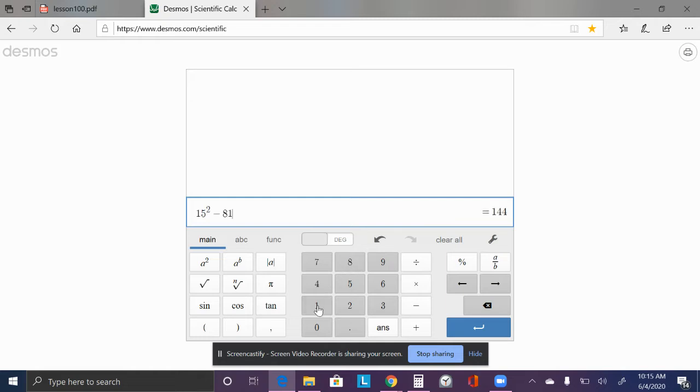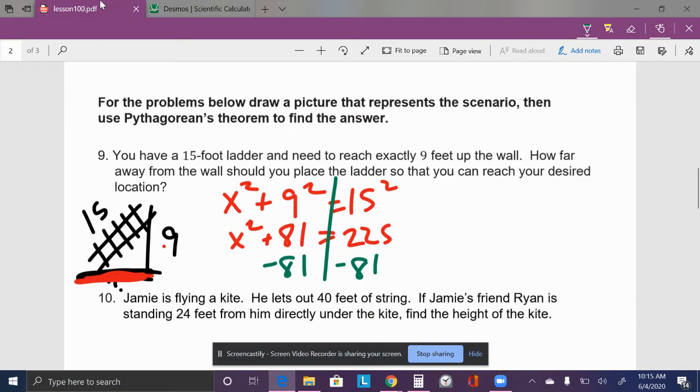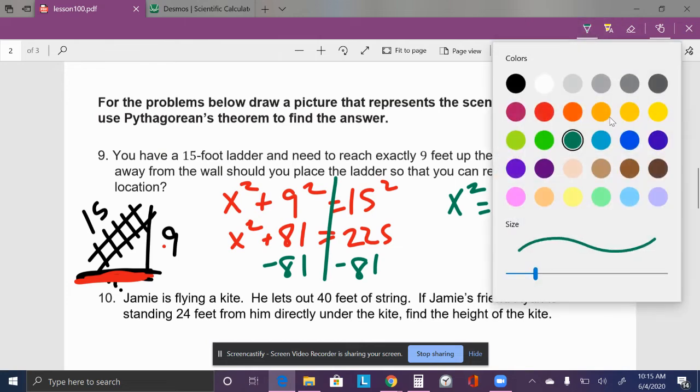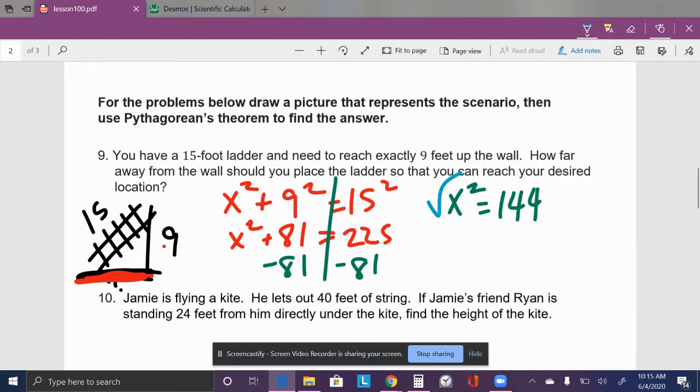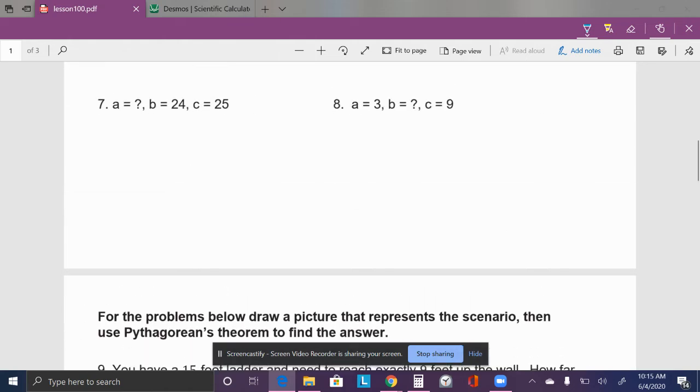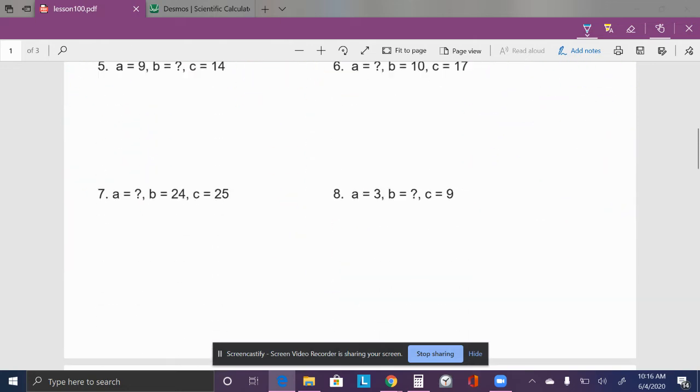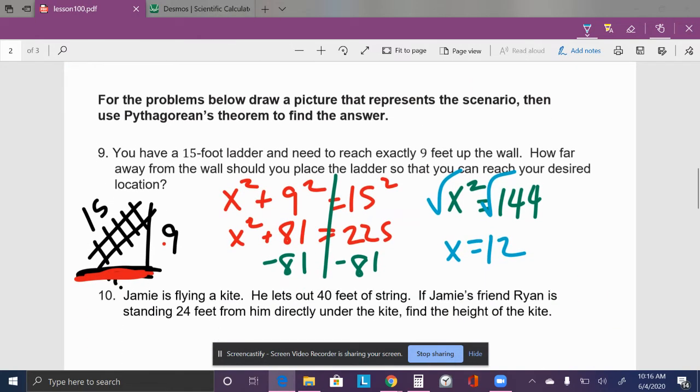Minus 81 is 144. You get a nice number. So you get x squared is 144. And again, I take the square root of both sides, and you get x is, again, 12. It's coincidental that we got the same answer up here as we did down here, but that's not always going to be the case. Sometimes you might have to round, right?